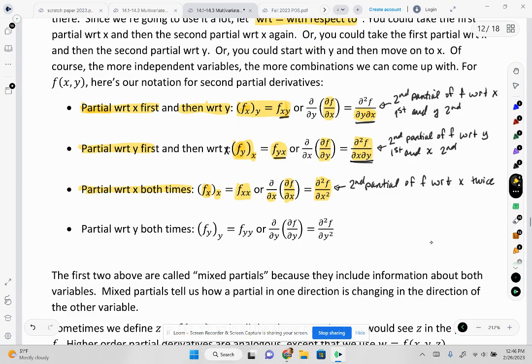Okay, last one, with respect to y both times, very similar to the previous one. We find the partial with respect to y, and then we find the partial of that with respect to y. And that would be written as f sub yy. In Leibniz, we would find the partial derivative del f del y first, and then we would take del y of that. And that would give us this result, del squared f del y squared, and it is read as the second partial of f with respect to y twice. Okay, so these first two right here are called mixed partials.